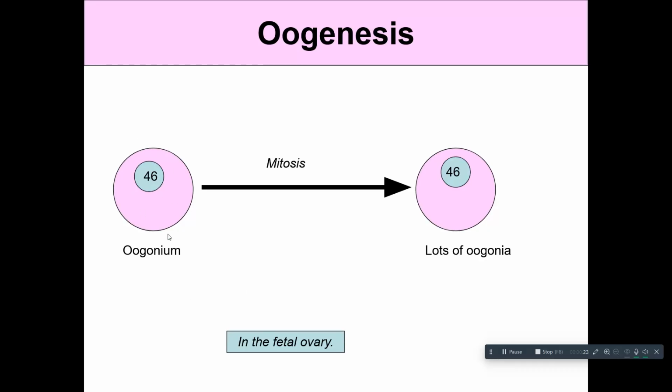We're going to have cells called oogonia. They're going to reproduce by mitosis to make lots and lots. We're talking millions of these oogonia. Notice that they're diploid cells, and they are found in the fetal ovary. So, fetal ovary, lots of diploid stem cells called oogonia.